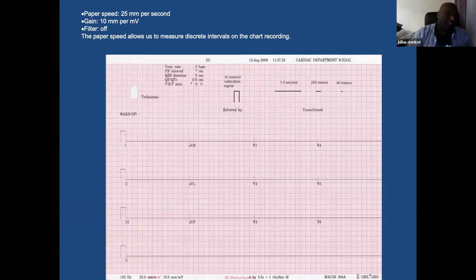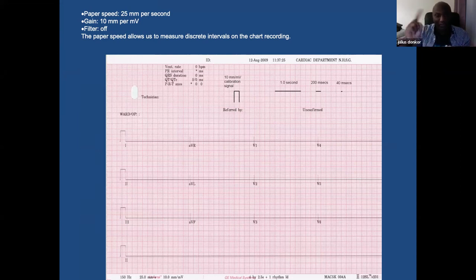So if somebody has an LVH, left ventricular hypertrophy, where the voltage is really high, then they might reduce the voltage gain to half that, 5 millimeters per millivolt. So always watch that before you even go to interpret the ECG. Otherwise, you could end up misdiagnosing the ECG, as happened in the case that Dr. Duffy sent a couple of days ago, where the doctor completely misread it.